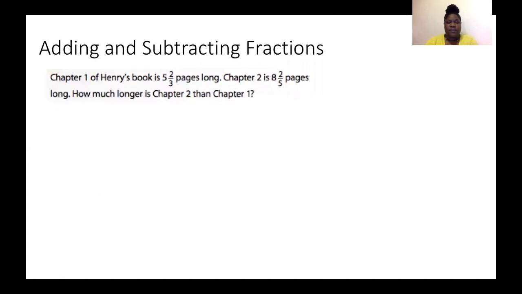My next problem, it says chapter 1 of Henry's book is 5 2/3 pages long. Chapter 2 is 8 2/5 pages long. How much longer is chapter 2 than chapter 1? Well, it's asking me to compare 2 chapters, so therefore I'm going to subtract in this problem.